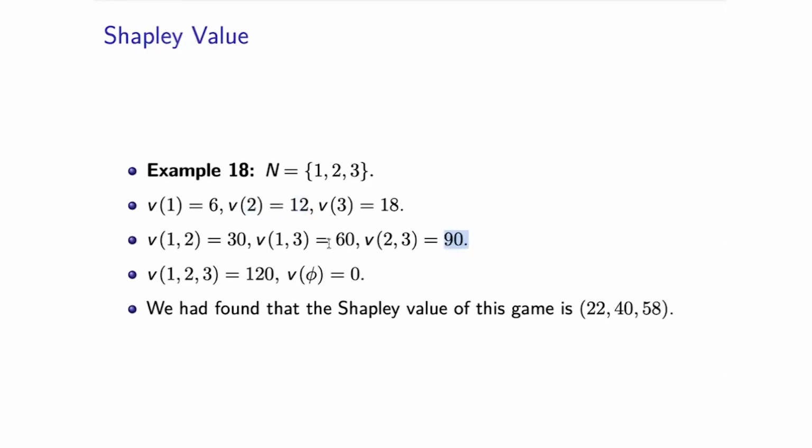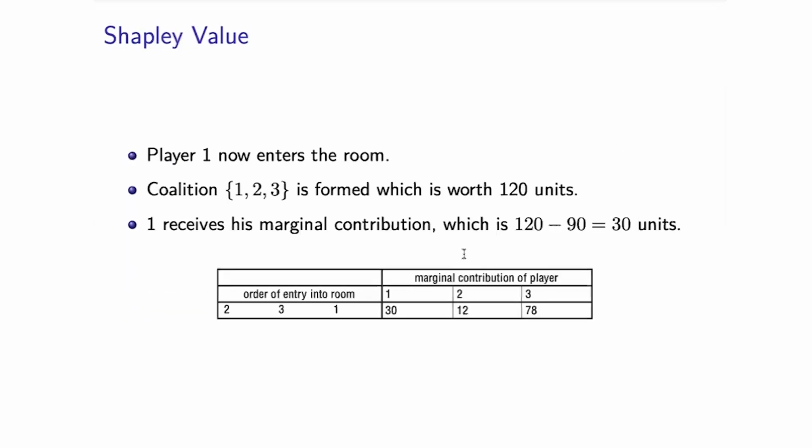Finally, 1 enters, and as a result you now have a coalition consisting of 1, 2, and 3. The value of that is 120 units. Player 1 receives his marginal contribution, which is the difference between the value of 1, 2, 3 and the value of 2, 3, which was there before he entered the room. So 120 minus 90: 1 receives 30 units.